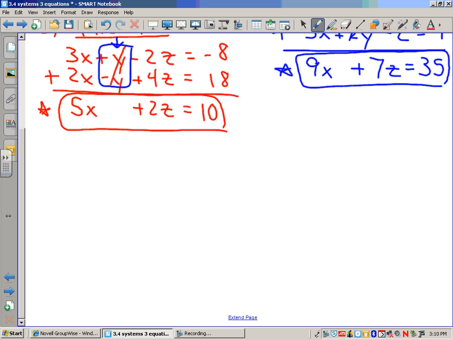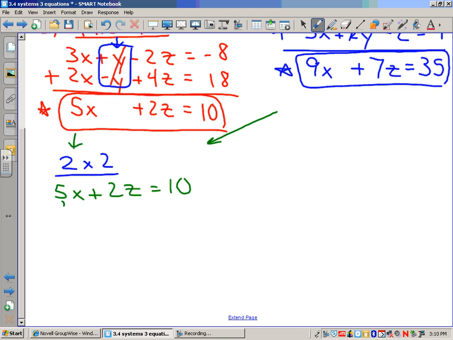So now in your notes, you'll see where it says 2 by 2. What you want to do is bring your two boxes down to the 2 by 2. So 5x plus 2z equals 10. 9x plus 7z equals 35. Now, you get rid of a variable.